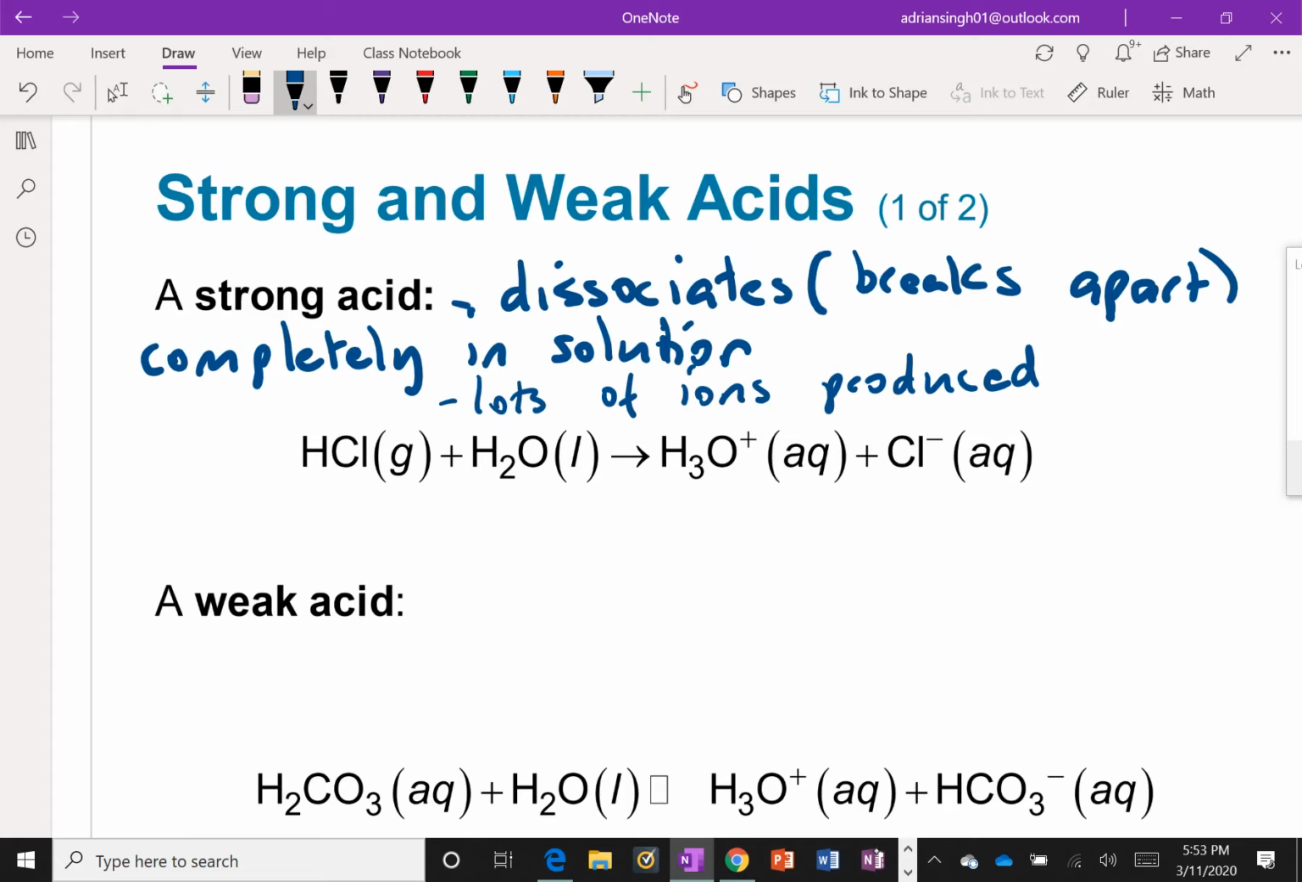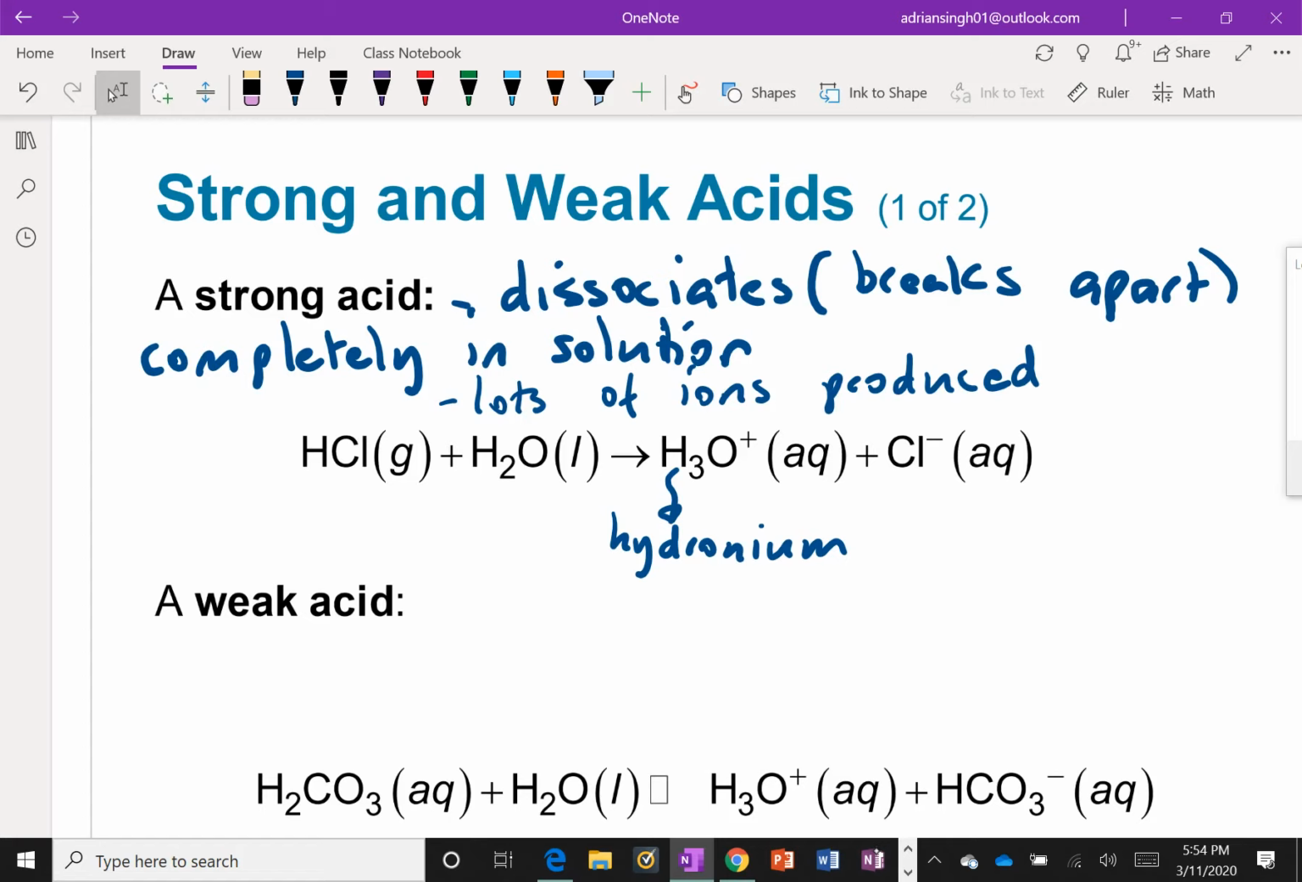So for example, HCl, we mentioned HCl as being an example of a strong acid before. In solution, this is going to break apart completely. The H plus is going to be produced. That's going to grab a hold of the H2O to make H3O plus. Do you remember the name for this thing? That's the hydronium ion. And then we get the conjugate base of HCl, which is the Cl minus.